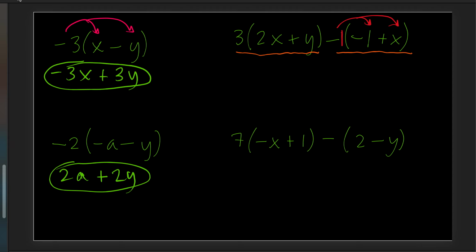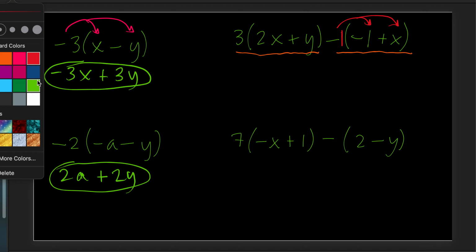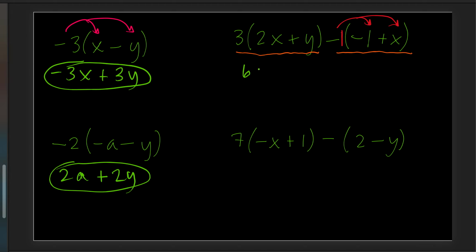And so what we have is 3 times 2x plus y. So 3 times 2x, that'll be 6x. And then 3 times y is 3y. Okay, so this part of the problem is done. Now we have negative 1 times negative 1, that's positive 1. And negative 1 times positive x, that's a negative x. That's how we do that.